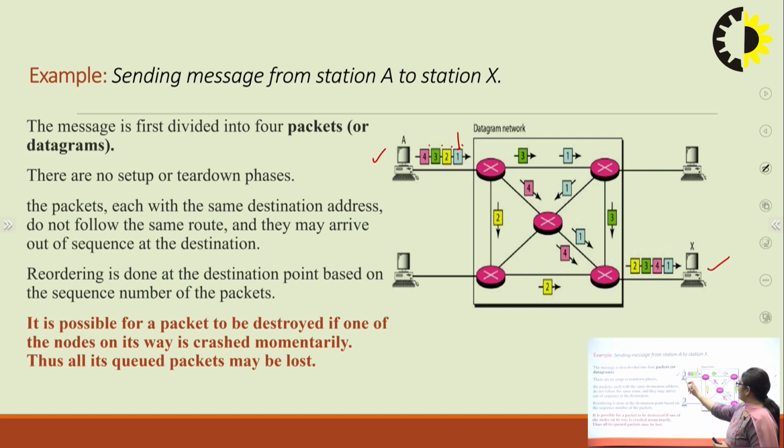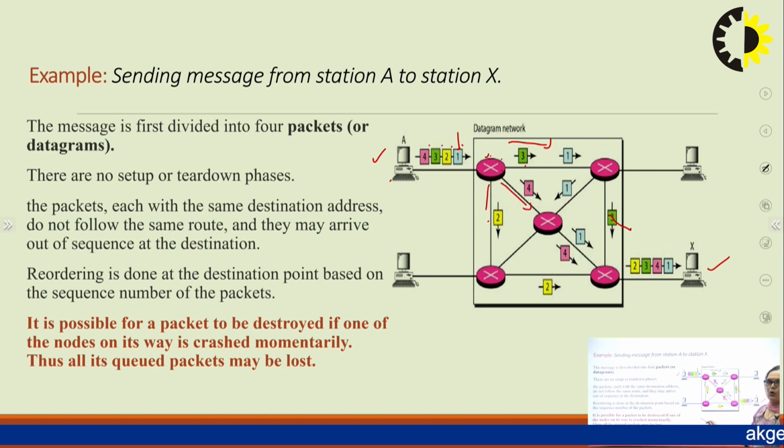Then if device A has to send these packets to device X, these packets will go to the directly connected switch of A. When these packets come to this particular switch, it is not mandatory that all the packets will go through the same path. So here packet 3 and packet 1 are transferred through this path, packet 4 has taken this path, and packet 2 has taken this particular path or route.